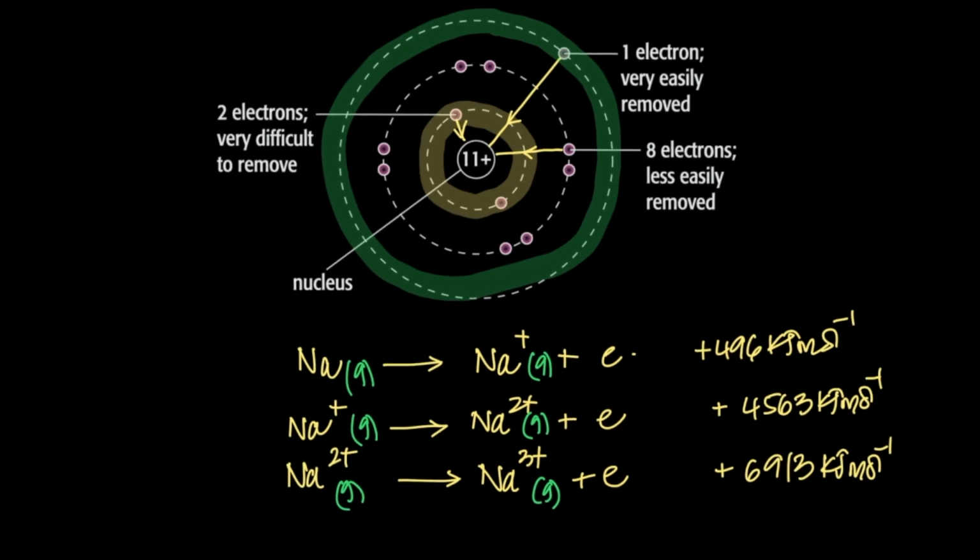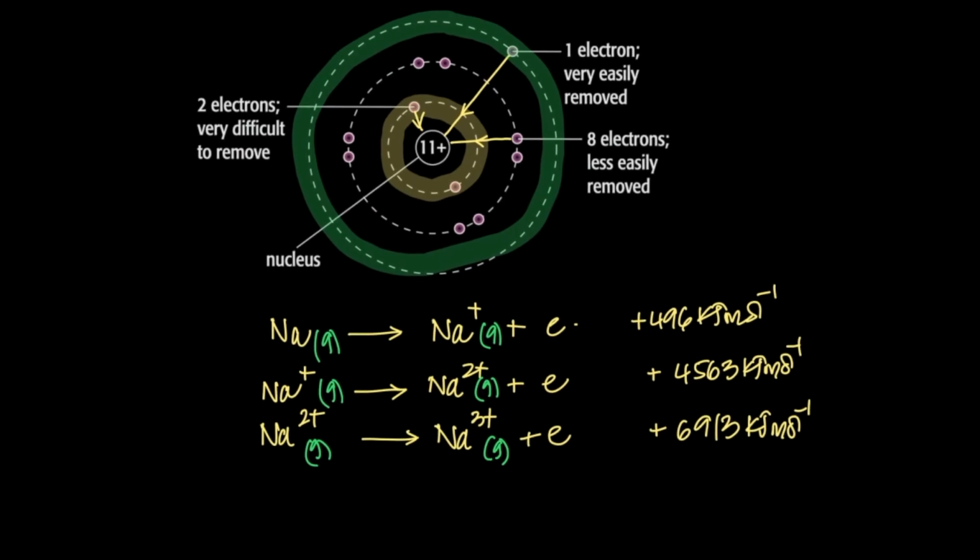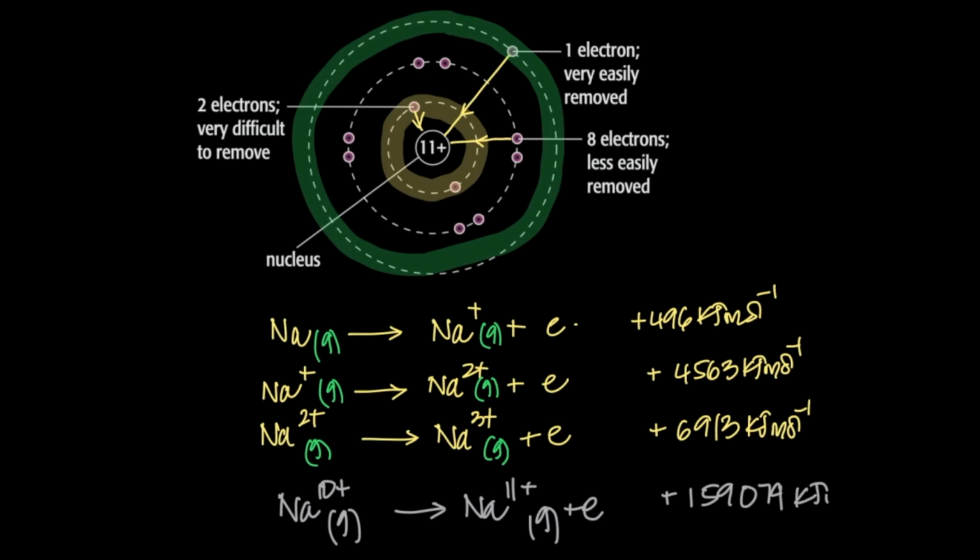And obviously you can have the 11th ionization energy of sodium also, because what would the 11th be? The 11th will be 10 plus gas becoming 11 plus gas, and that energy is actually extremely large. The 11th ionization energy is 159,079 kilojoules per mole.